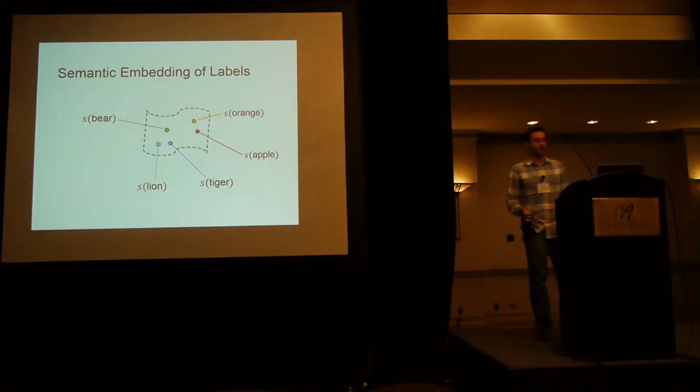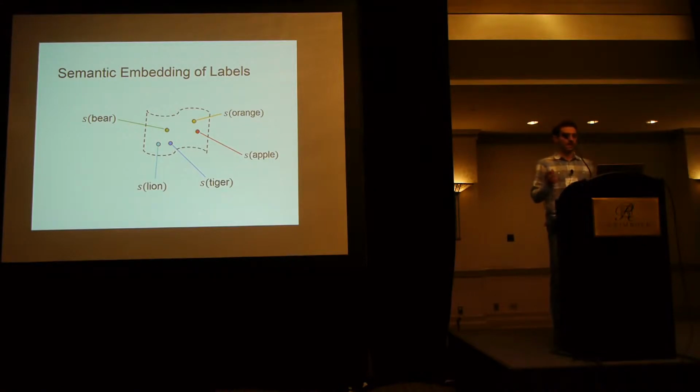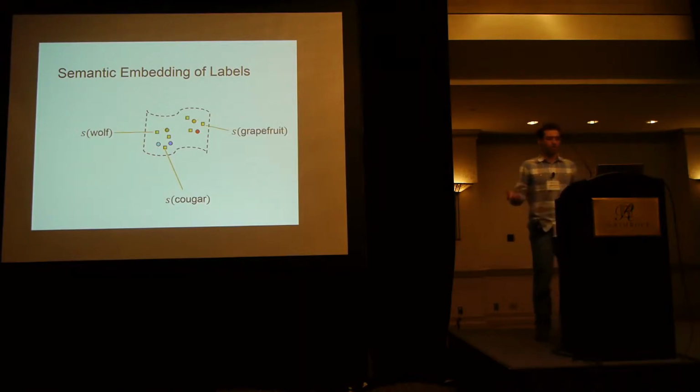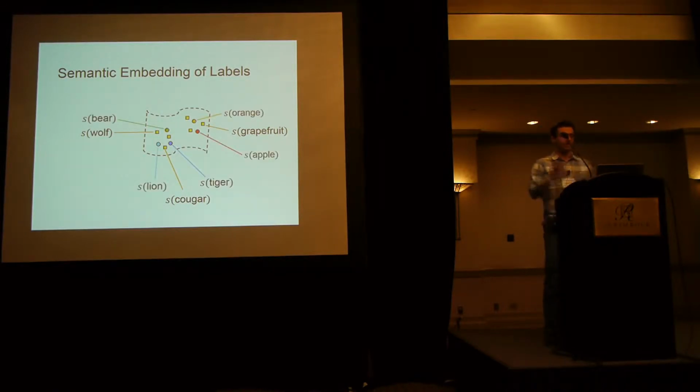So here's the basic idea. We have this function S that embeds words and concepts in a semantic space, and hopefully lion, bear, and tiger cluster together, and apple and oranges are close together again. Because it's unsupervised, we can run this on as many labels as we want. So we run this on the training labels as well as the test labels, and we get a joint embedding of all of the labels.